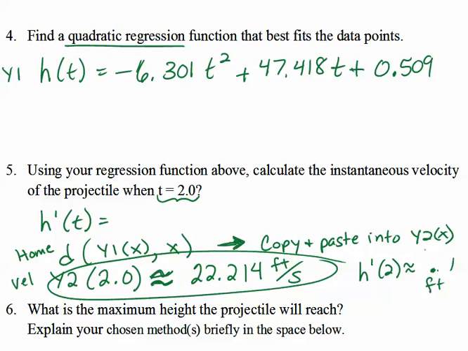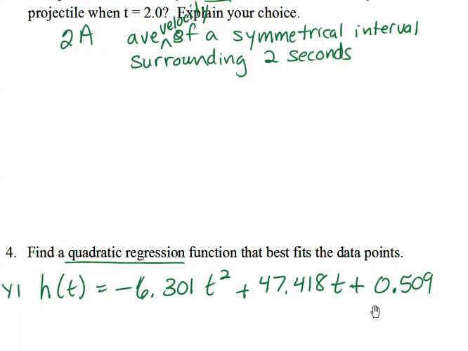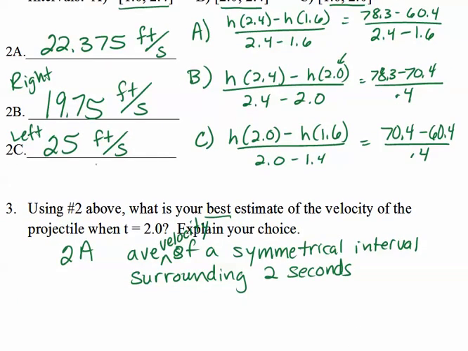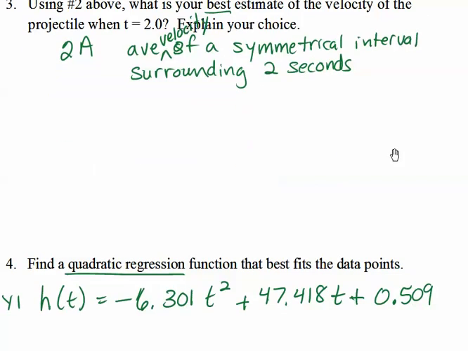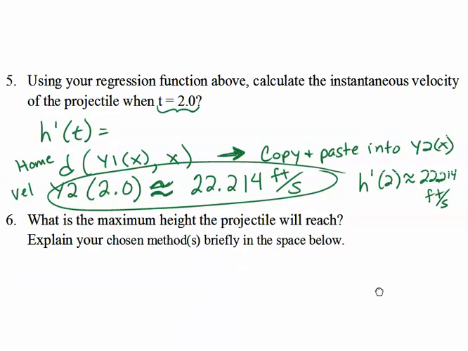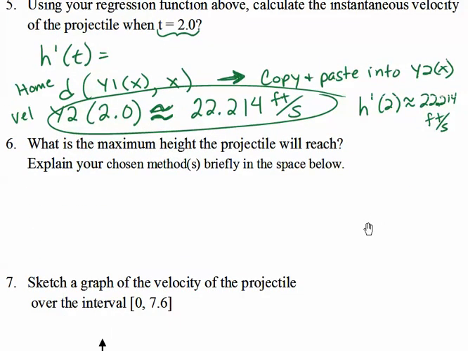Let me just try erasing the whole thing here. And let me just scroll back to remind you that we had done that. And we had come up with, using the average velocity, 22.375. So once we have a regression equation and we do the derivative, the derivative of height is the velocity.